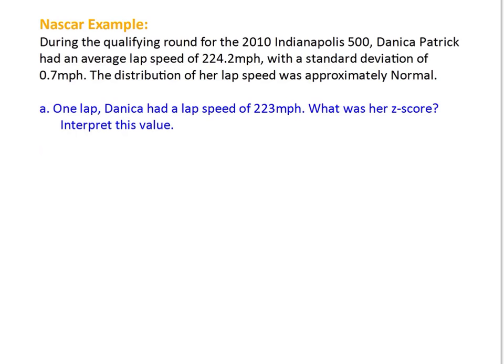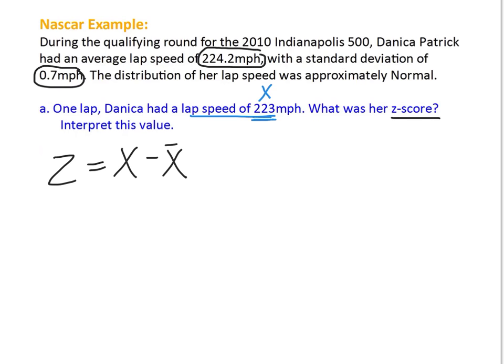It says on lap 1, Danica had a lap speed of 223 miles per hour. What is her z-score, and interpret this value? So it tells me her lap speed. It gives me an x value. So right now I have my x bar, or my mean, of 224.2, my standard deviation of 0.7, and an x of 223. So when I go to find the z-score, I always write the formula, z equals x minus the mean divided by the standard deviation.